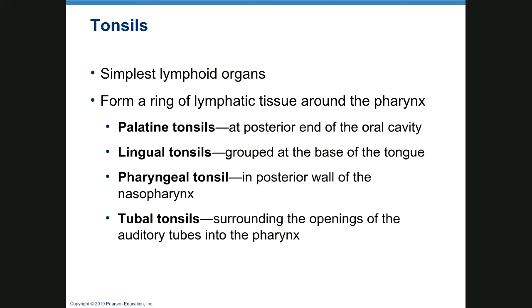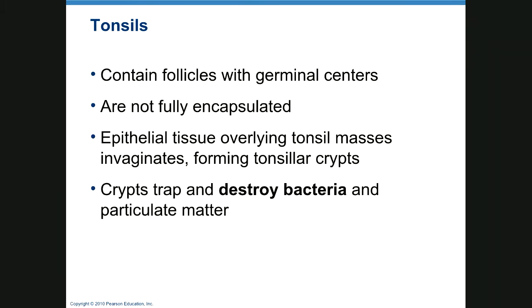Okay, tonsils are the next thing. We have palatine tonsils, lingual tonsils on your tongues, pharyngeal tonsils, which are your adenoids, and then tubal tonsils around the auditory tubes. Now, these contain follicles and germinal centers, but they're not fully encapsulated. They have crypts, and the crypts trap and destroy particulate matter.